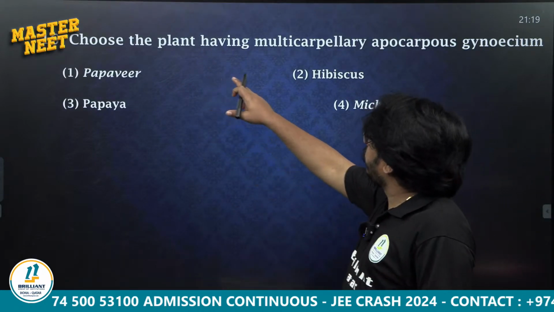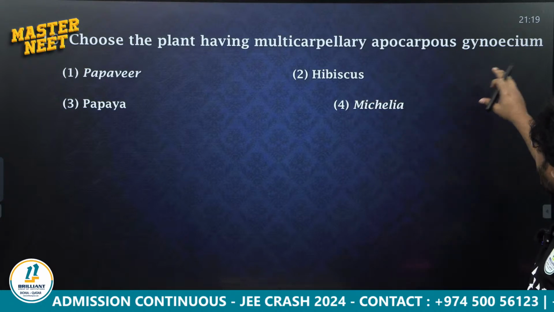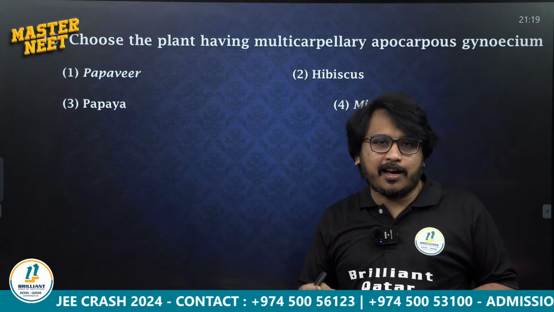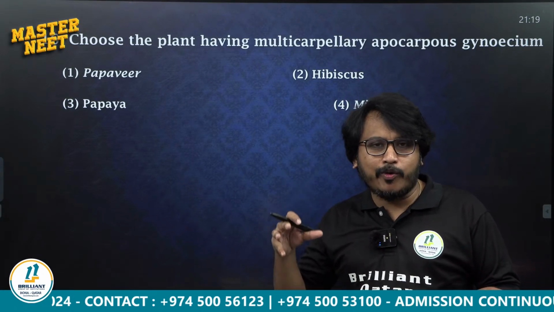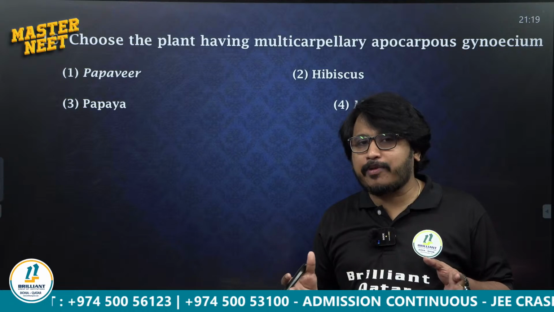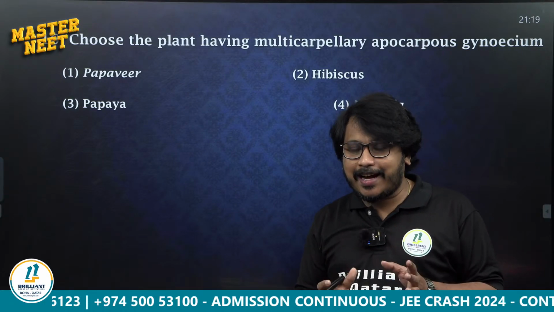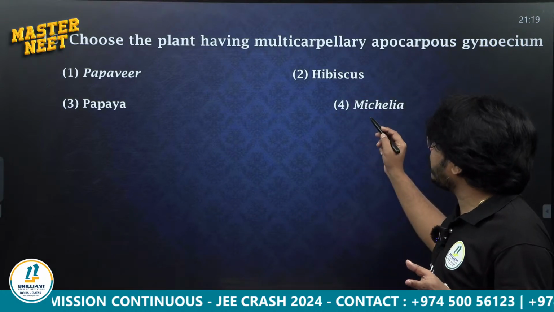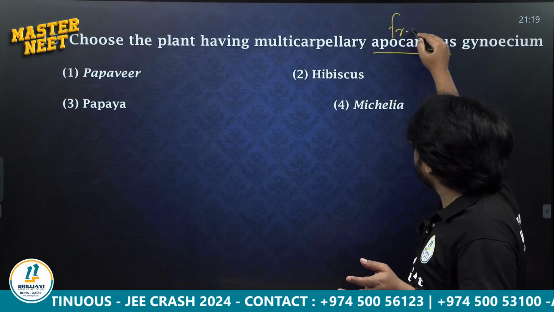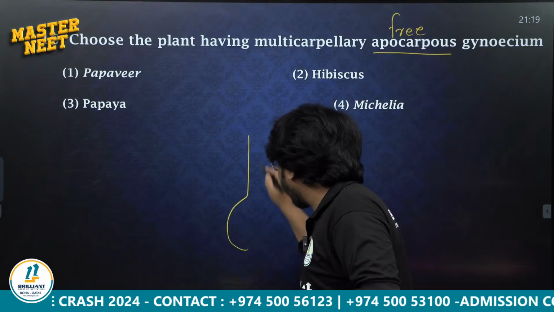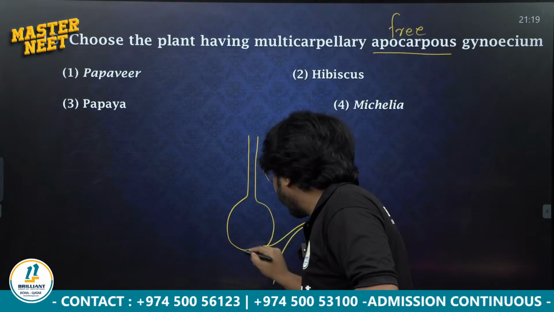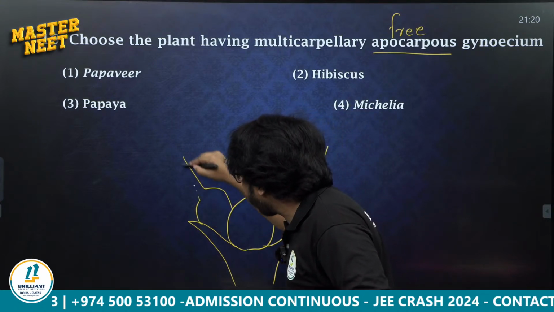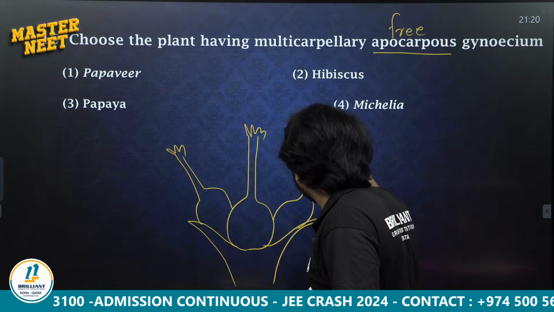Choose the plant having multicarpellary apocarpous gynoecium. If you take the carpel, a single carpel is monocarpellary, like mango and coconut. But if many carpels are present, that is multicarpellary. If they are fused, it is called syncarpous, and if they are free, it is called apocarpous. So apocarpous means the gynoecium has many carpels and each carpel is free from the others. This condition we call apocarpous.